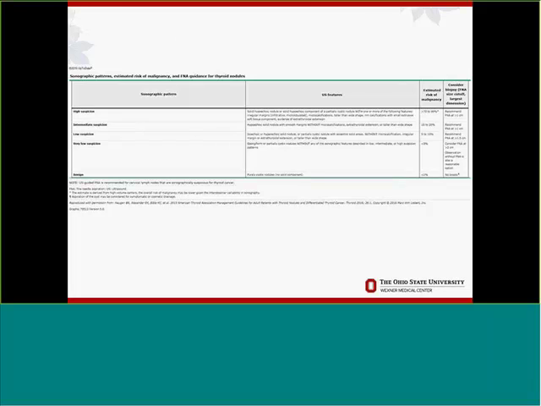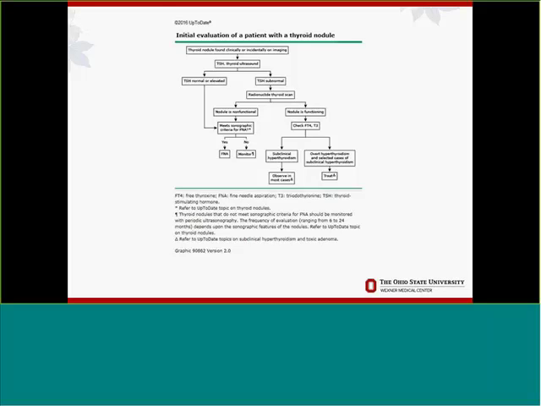Yeah. So I think when we're looking at this algorithm, honestly, we can manage all of this stuff right down to the fine needle aspiration. So if you get all that legwork done, then you can call Endocrine and say, hey, this person needs a biopsy. How quickly can you get it done? Got everything done. I think they'll probably be willing to get them in fairly quickly.